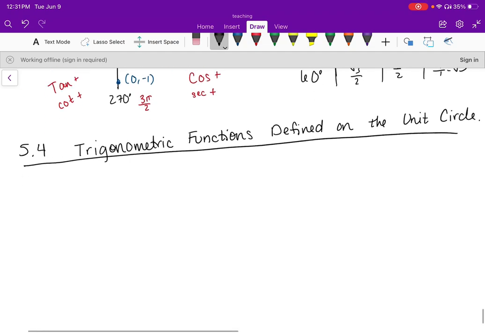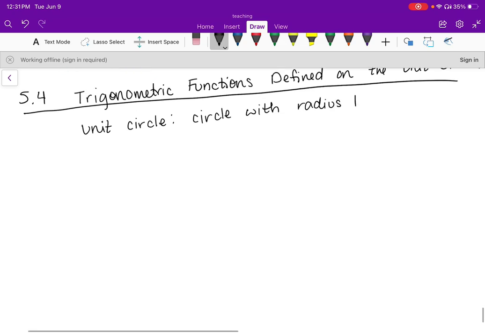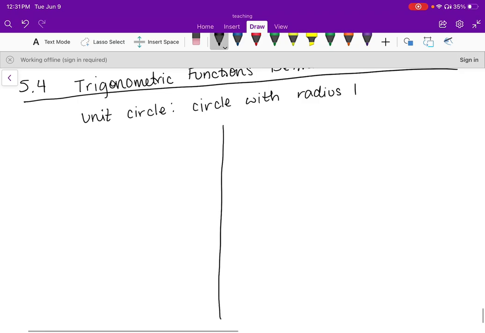We've already worked with the unit circle a little bit in our previous videos, but now we're going to kind of tie it all together. So the unit circle is a circle with radius 1.